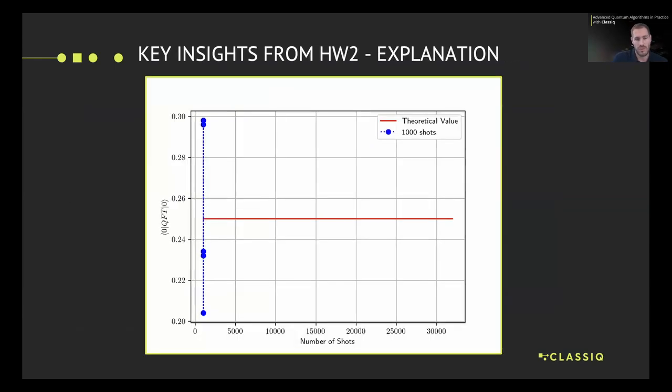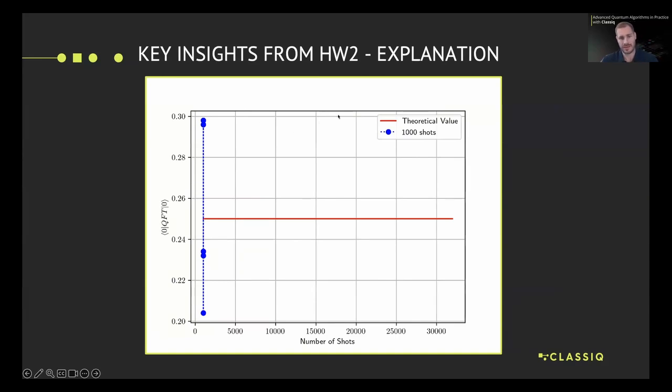What we have here is the number of shots on the x-axis and the expectation value on the y-axis. Again, in red is the theoretical value, and in blue are several experiments, or several executions, of the same algorithm, of the same quantum circuit implementation, with 1,000 shots.